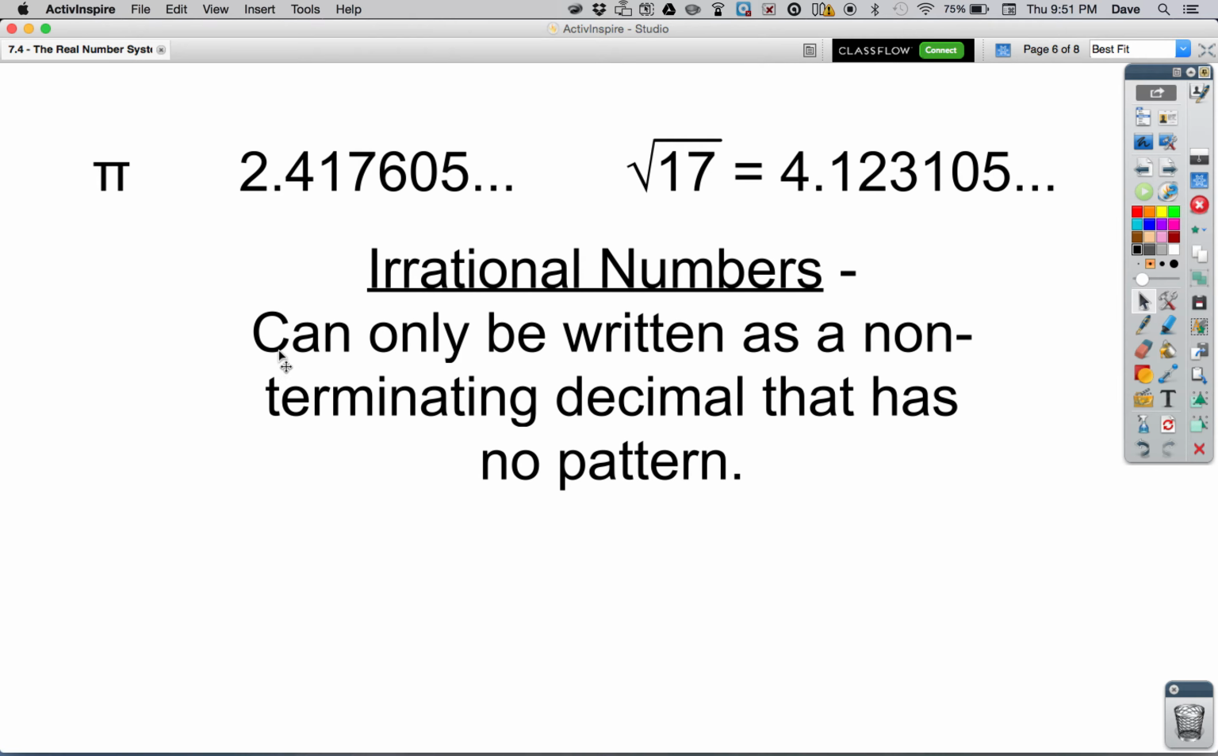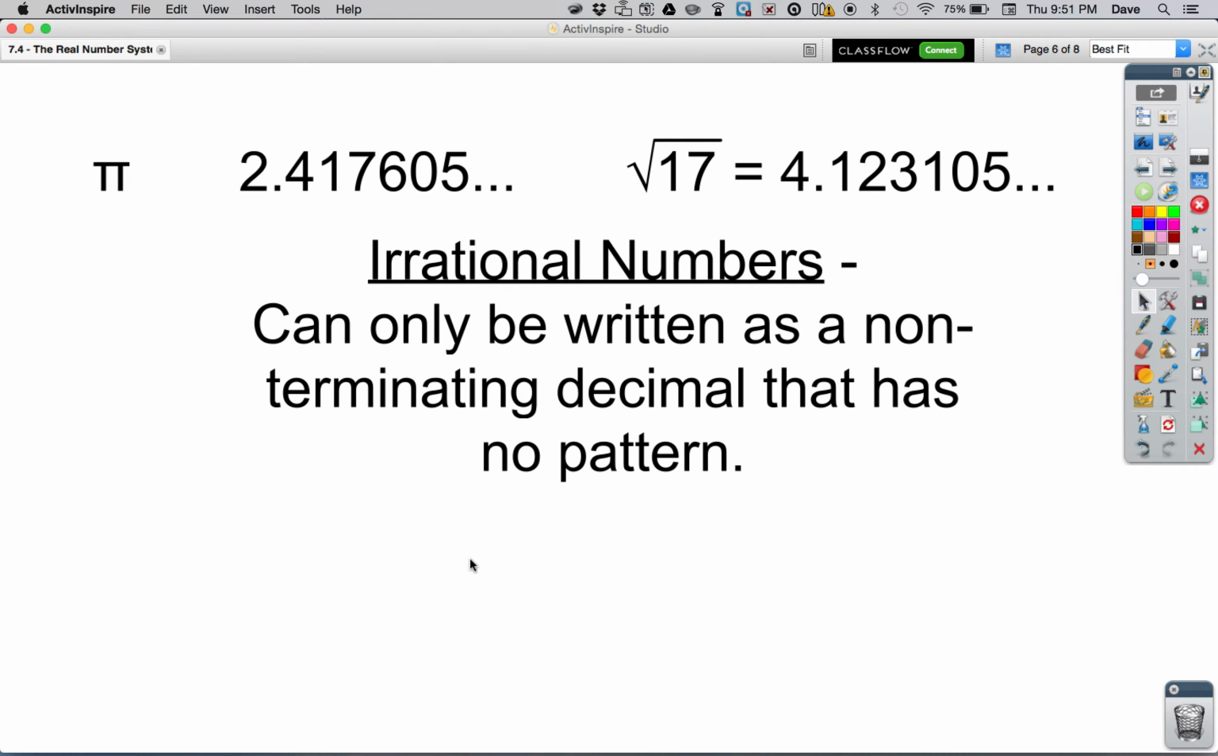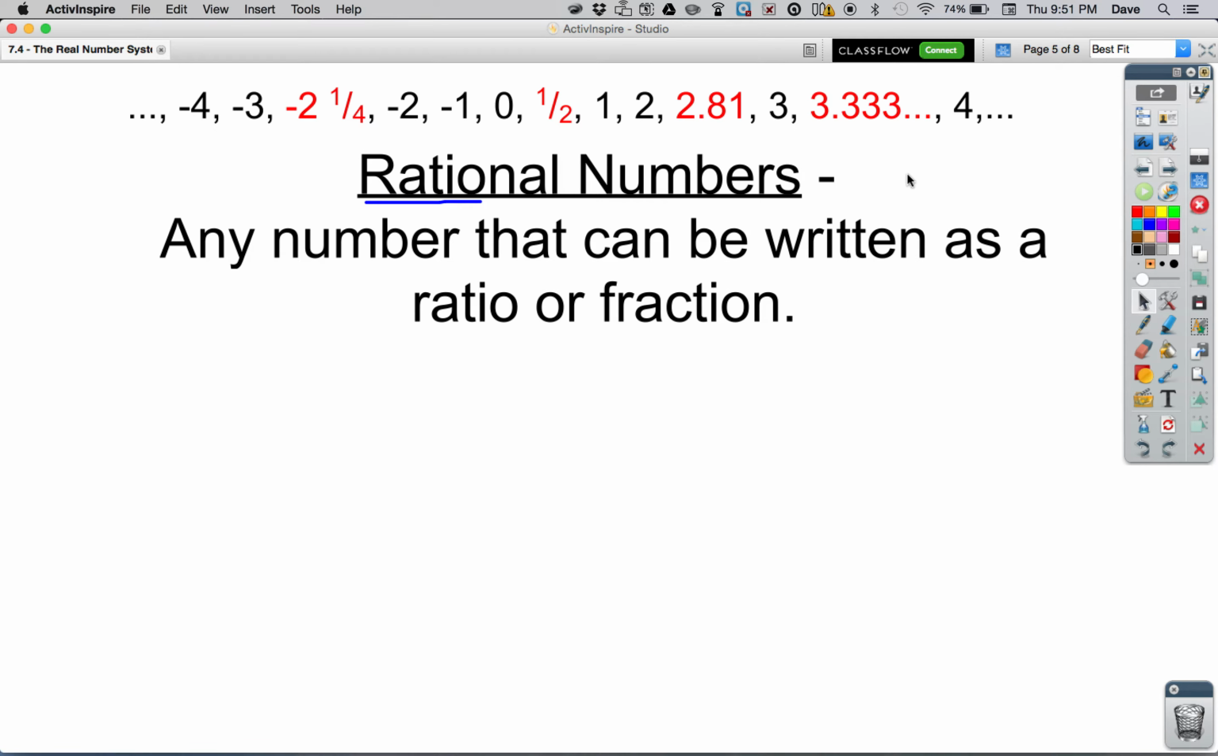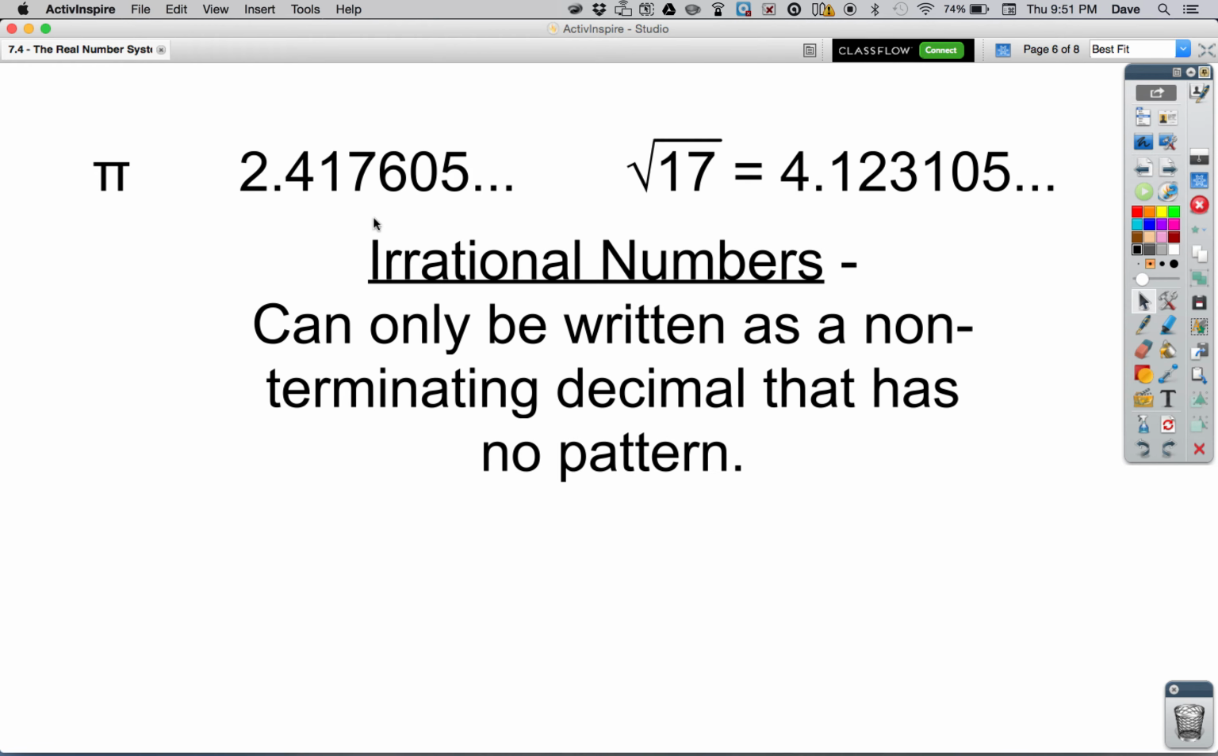That there was this whole separate group of numbers called the irrational numbers. And so these are numbers that can only be written as a non-terminating decimal, meaning a decimal that goes on forever that has no pattern. Now the no pattern part's important because, for example, going back a screen, 3.3 repeating, this goes on forever, but it has a pattern. And that can be expressed as 3 1/3, whereas these don't have any type of pattern, and that's what makes them irrational.